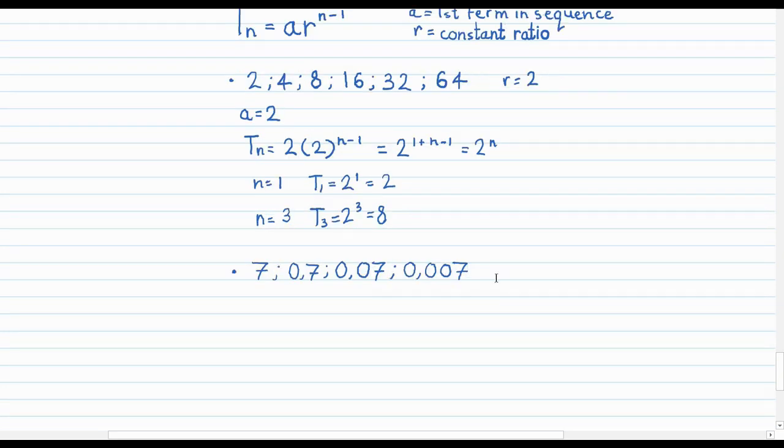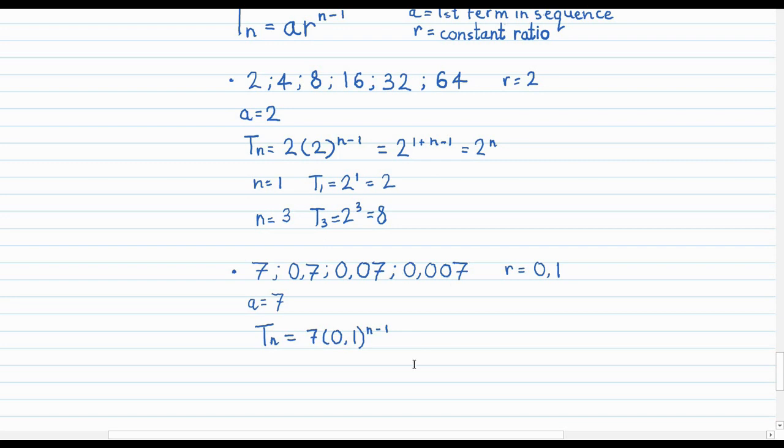For this sequence, we found the constant ratio to have a value of 0.1, and we can see that the first term is 7. Therefore, our nth term equation would be 7 times 0.1 to the power n minus 1. We can't really simplify it further like we did for the other equation, so this is our final nth term equation. Let's test it out using the first and last terms.